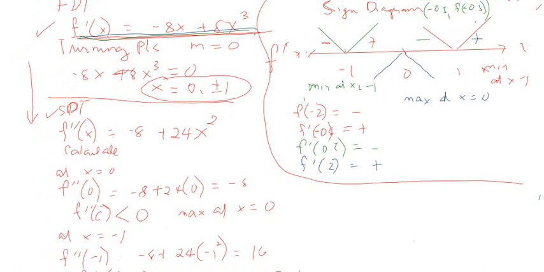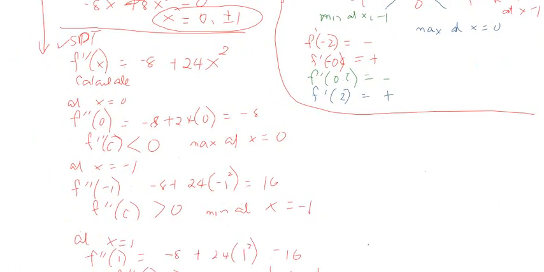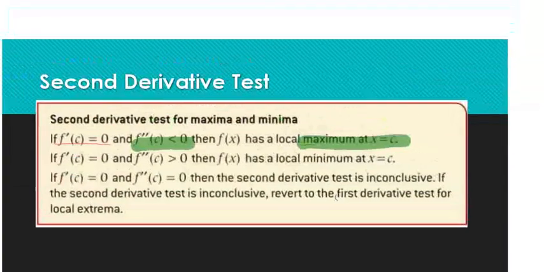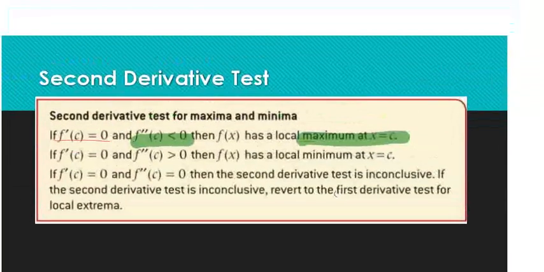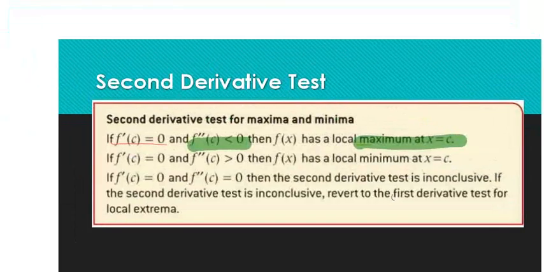Now, if, however, our first derivative is equal to 0, and our second derivative is also 0, then it is inconclusive, meaning to say we cannot determine extrema using the second derivative. So we go back to the first derivative test to find the local extrema.